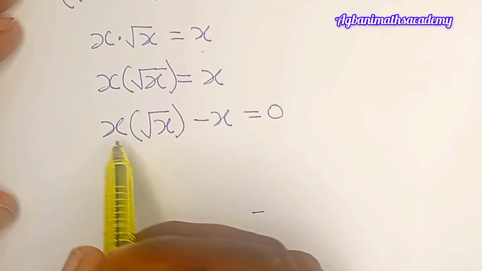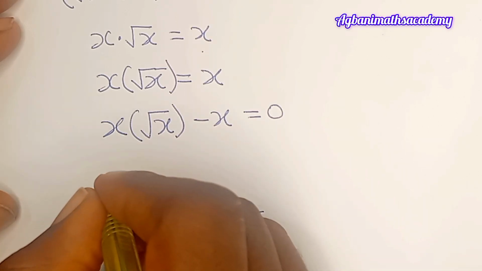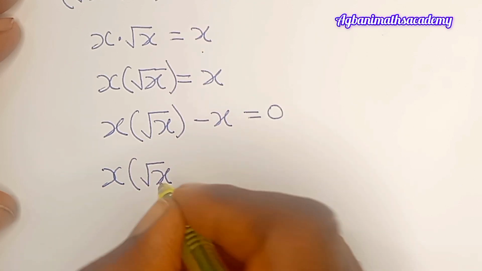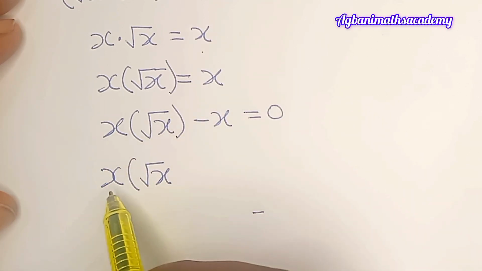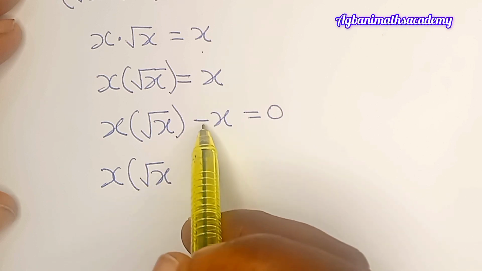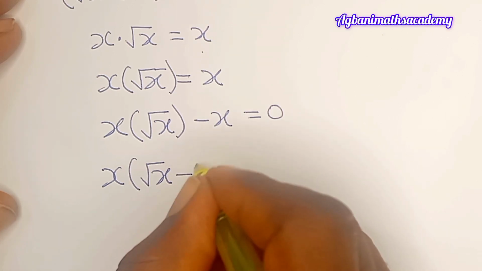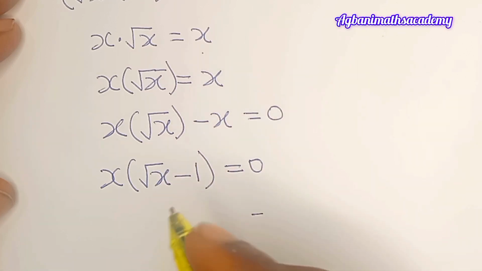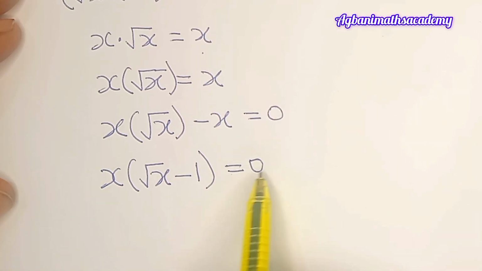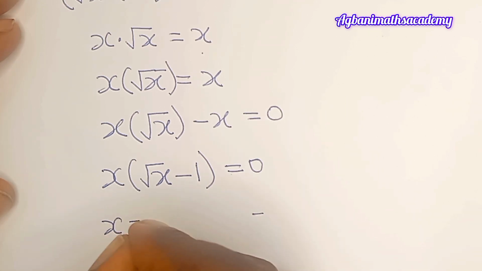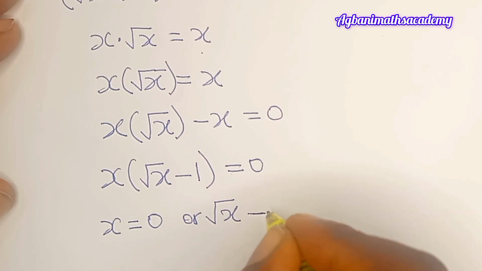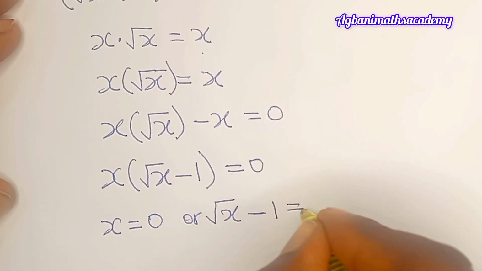Now we can factorize. We have x here, we have x here. So x is common, we bring it out. So this will give us √x, because x√x divided by x will give us √x, minus x divided by x is going to give us minus 1, equal to 0. Now, applying zero product rule, we can simply say x = 0 or √x − 1 = 0.